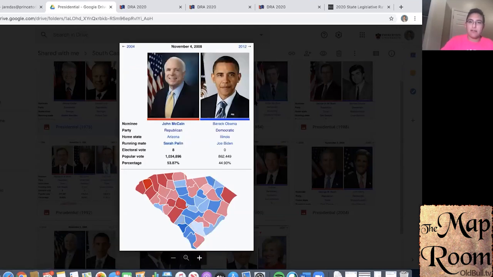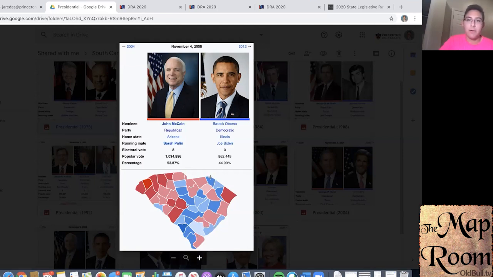2008 is where things start to change a little bit. You can still see that John McCain, the Republican candidate, reported very hefty, very strong margins in the Greenville-Spartanburg area. But here's where we start to see the balance becoming a little more in favor of Democrats, in the sense that Democrats were starting to win Charleston County and just doing better in general in the Low Country.